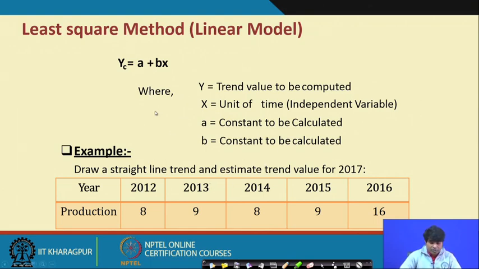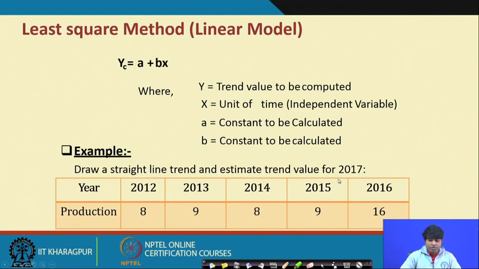Here is another example to check the validation. This is the yearly information from 2012 to 2016, and we would like to estimate the trend value for 2017. Again, we can start with a simple linear model, y is equal to a plus b x, and the idea is to get the a value and b value. Once you get them, for x we can start with 2012 as 1, 2013 as 2, 2014 as 3, 2015 as 4, and 2016 as 5.